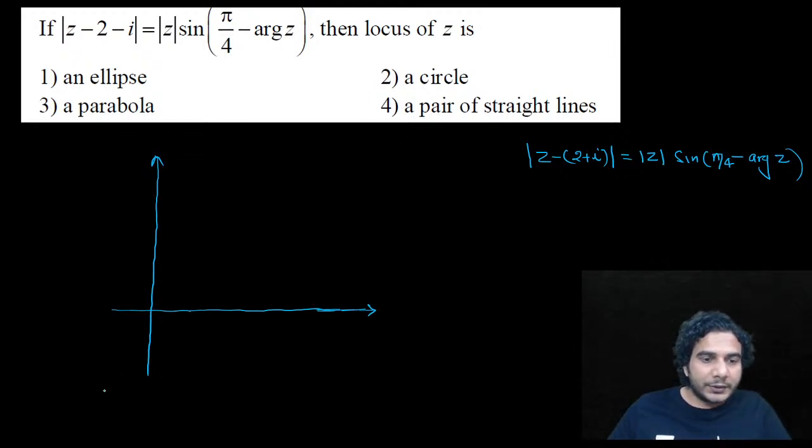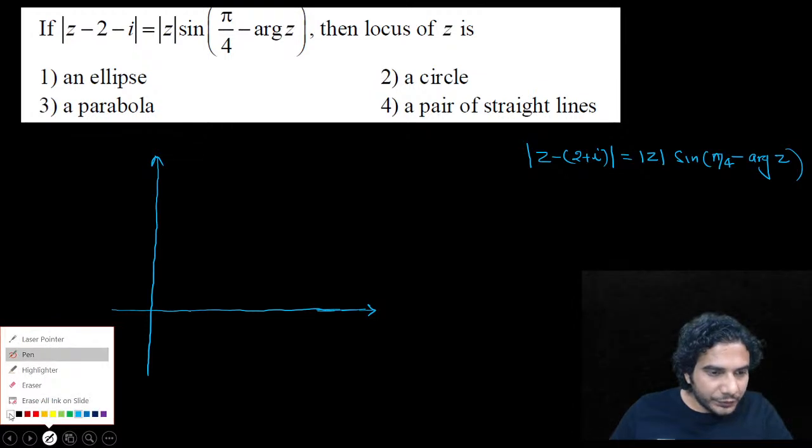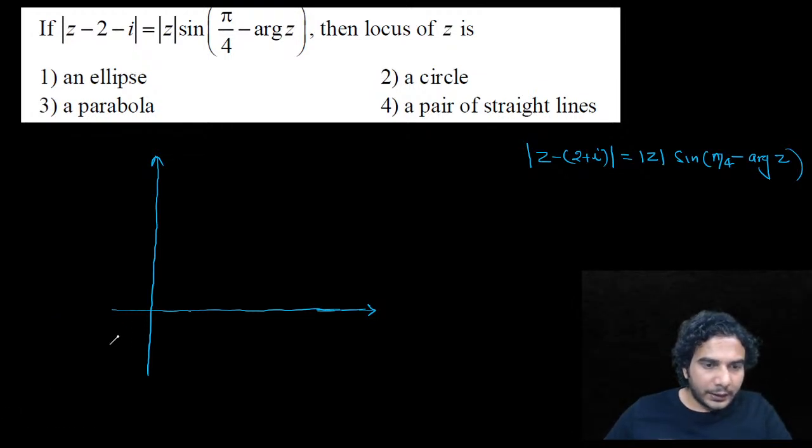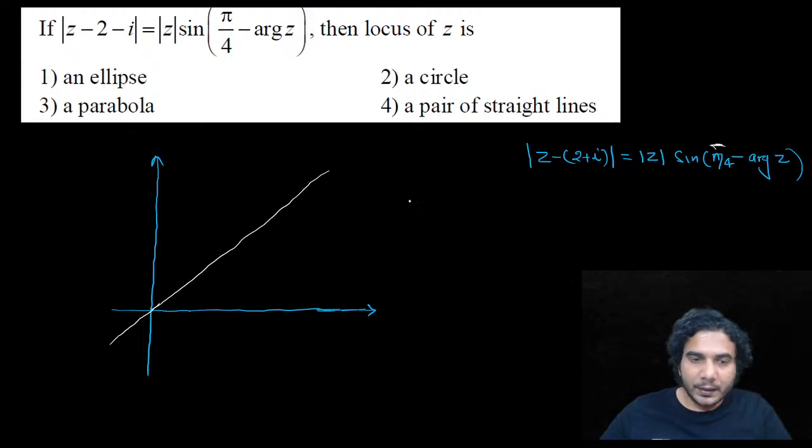All right, now let's do it. So here we'll plot a line at an angle of 45 degrees. Okay, how did we decide that? Because of this angle. Okay, so this is the y is equal to x line.